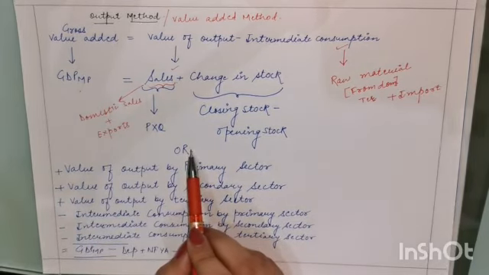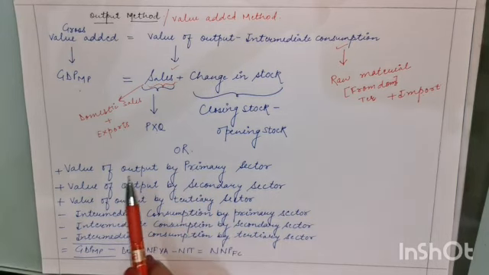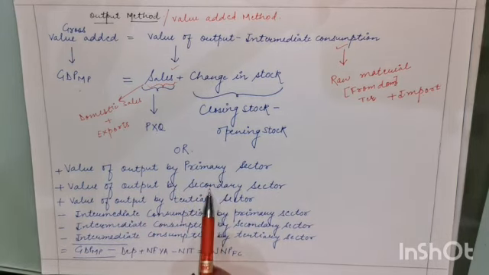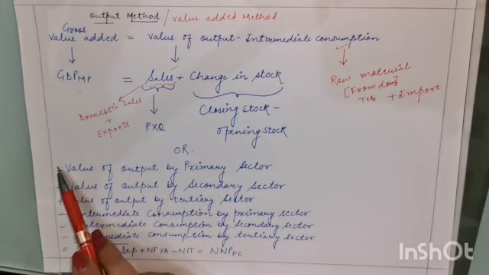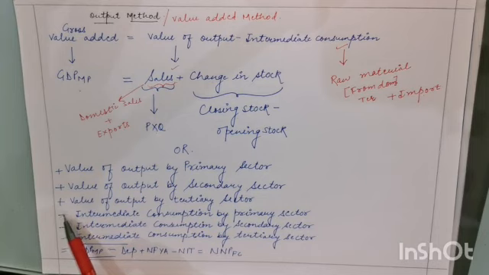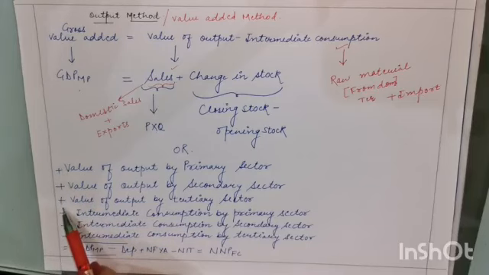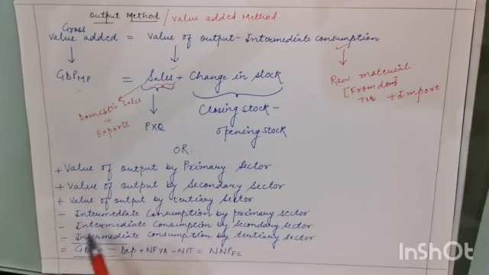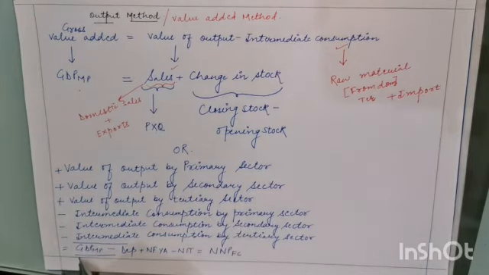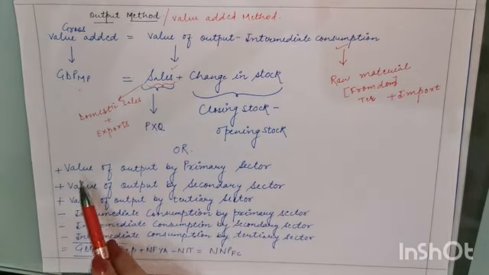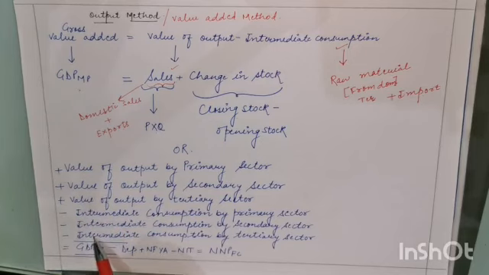There is another way of finding the output method. What is that way? If the question gives you the value of output by the primary sector, by the secondary sector, by the tertiary sector, you are to add these three values, then you have to subtract the intermediate consumption of all three sectors respectively. Value of output of primary sector, of secondary sector, of tertiary sector, add these three values and then subtract the intermediate consumption of the three sectors. You will reach the value of GDP at MP. This value of output minus intermediate consumption from that addition value, you will reach GDP at MP.